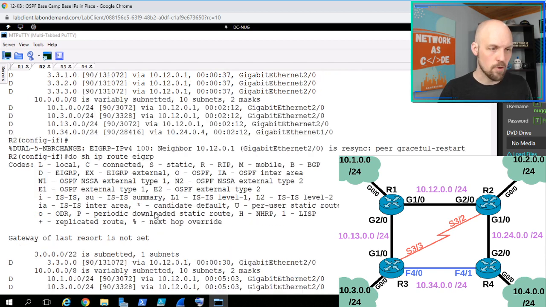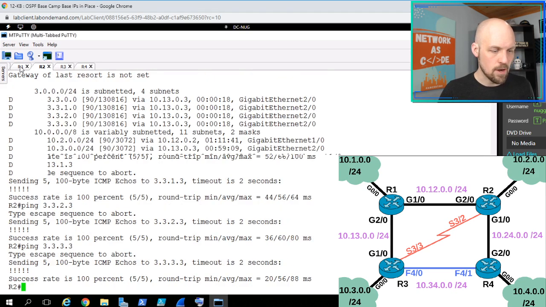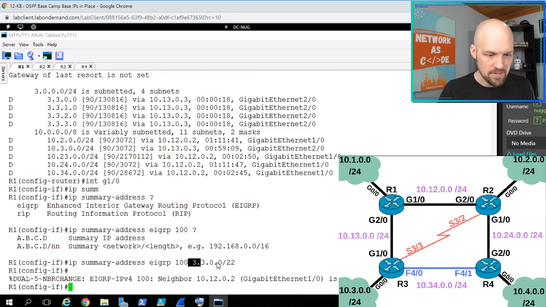Scrolling back up here, actually looking at router one, is it this /22? Is it a /20? Is it a /18? Is it a /16? You're going to have to be able to summarize that. So be aware of that. Understand how summary addresses work.